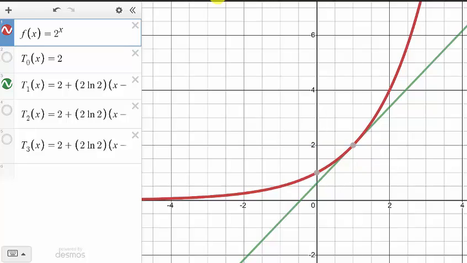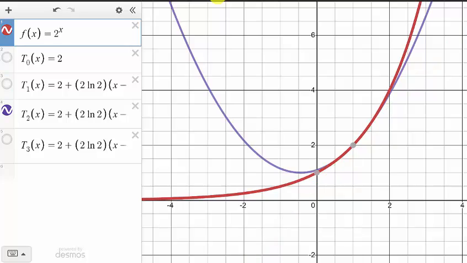So the second degree or second order should be an even better match than the first degree, and you can see that it is. You can see here that purple function matches better than the green as we get closer to 0. And then that third order, which is the last one, the black line here, you can see it fits very well until we start getting close to -1. It looks like it pulls away from our original function.